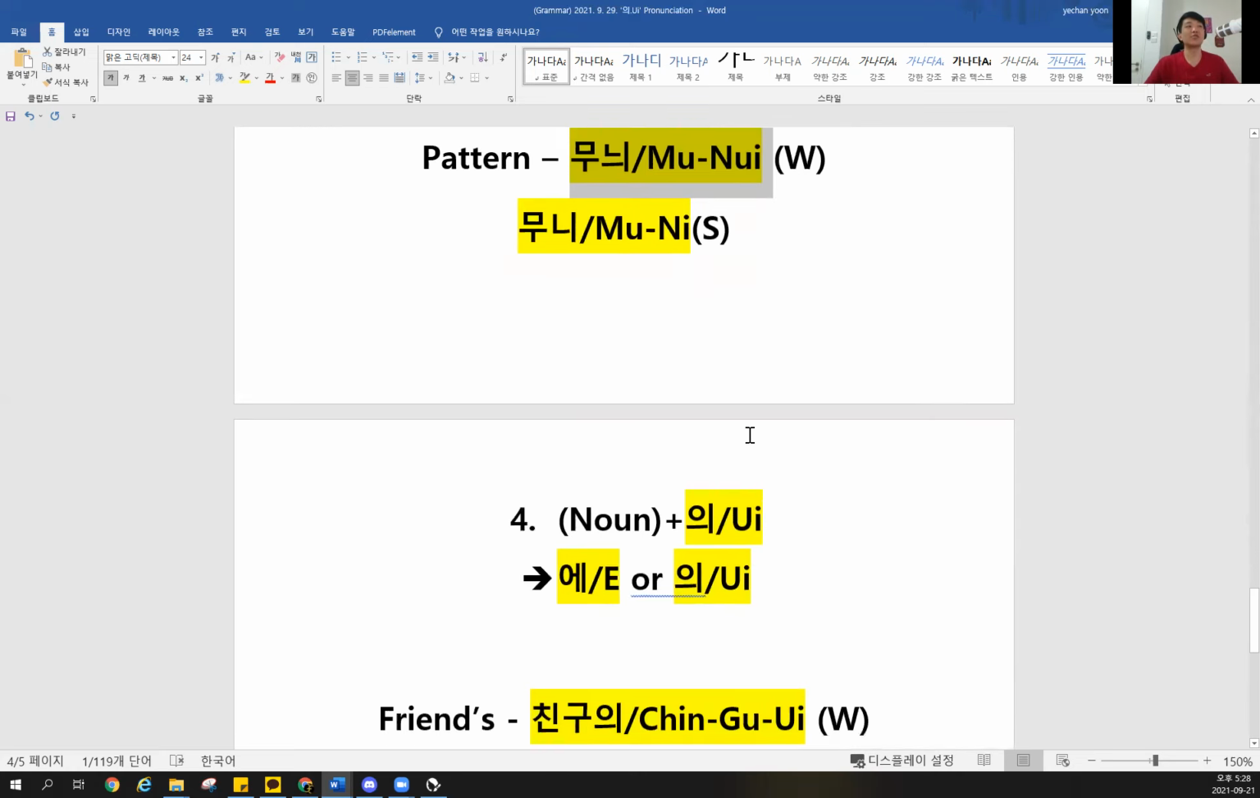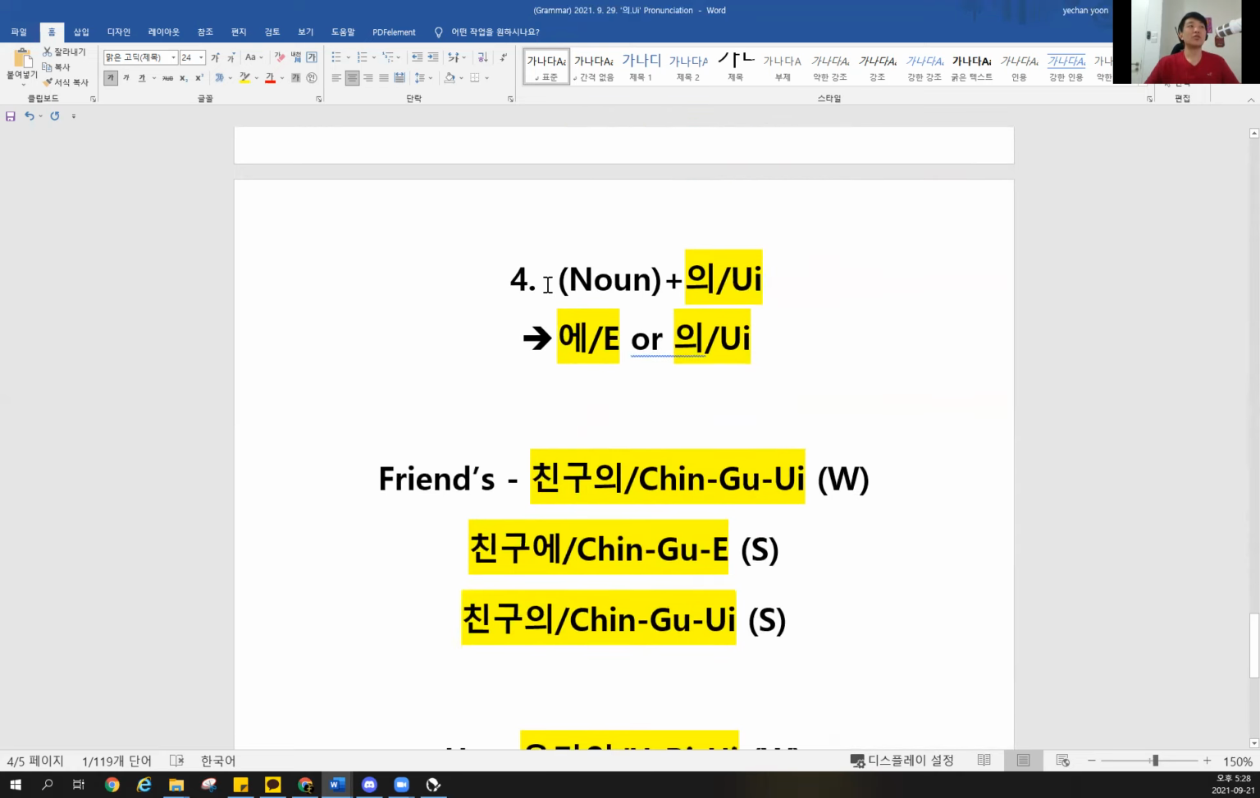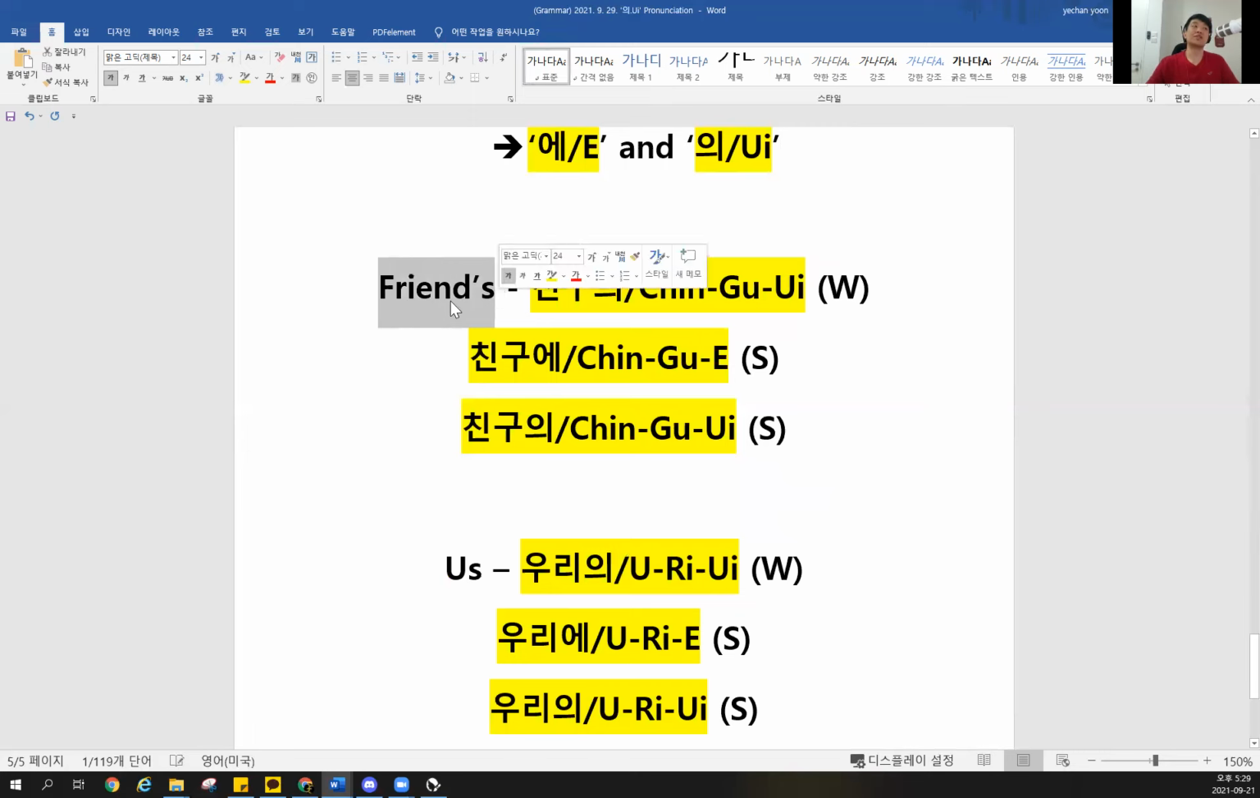All right, next one. Noun plus 의 can be pronounced as 에 or 의. You can use both of them, but 에 is going to be better. So you can use 에 or 의 for noun plus 의. Okay, I will give you an example like this. Friend, how can you say it? Friend is 친구. 친구의.